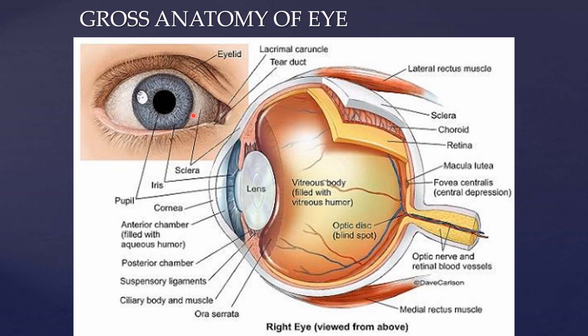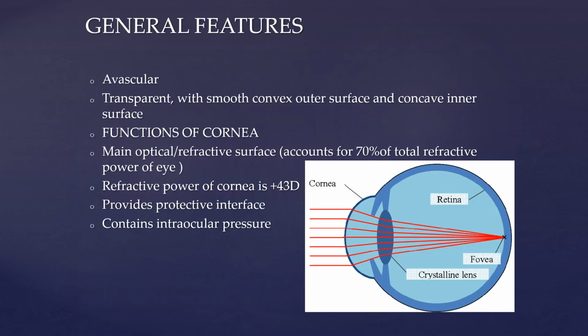If you divide the external layer into 6 equal parts, the posterior 5 parts are the sclera, and the anterior 1 part is the cornea. So we can say that cornea makes anterior 1/6 of the external coat and sclera makes the posterior 5/6 of the external fibrous coat of the eyeball. So cornea is an avascular transparent structure with smooth convex outer surface and concave inner surface.